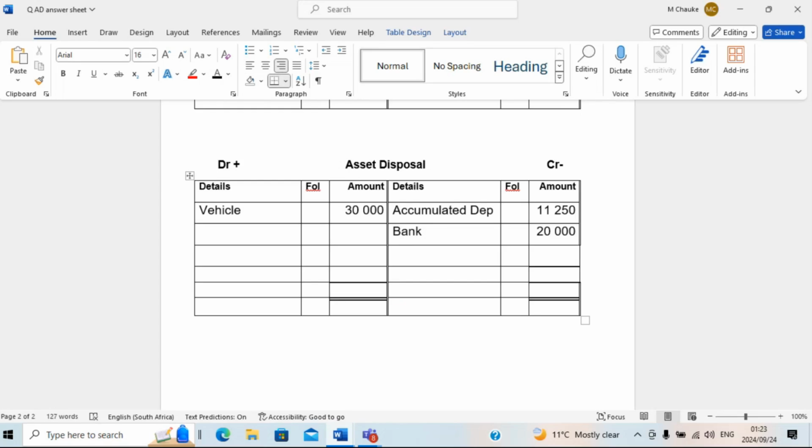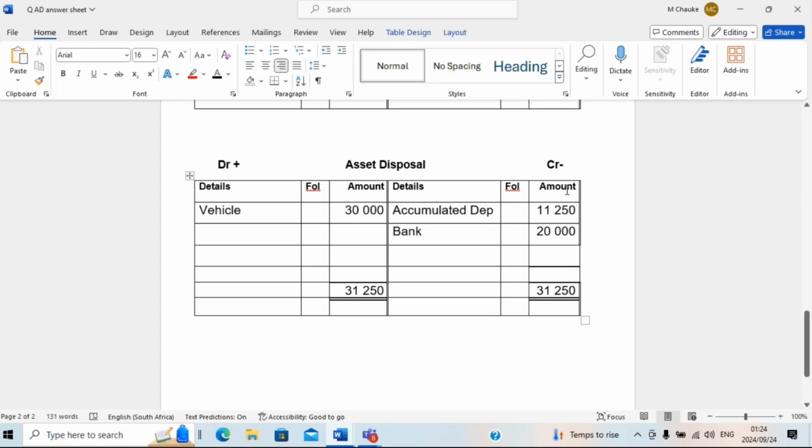Then I'm done. Now, since I'm done, I just have to close off this account properly. I need to close off the asset disposal account properly. So I just need to check which side is bigger. By the look of things, the credit side is bigger. So I'm going to say 11,250 plus the 20,000, it gives me 31,250, right? Even on the other side, it must be 31,250.